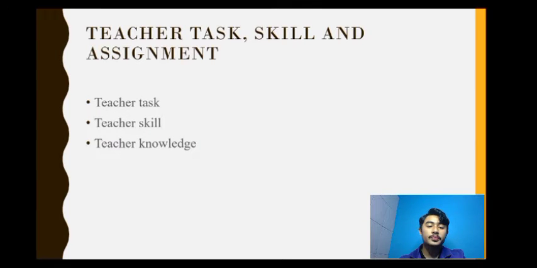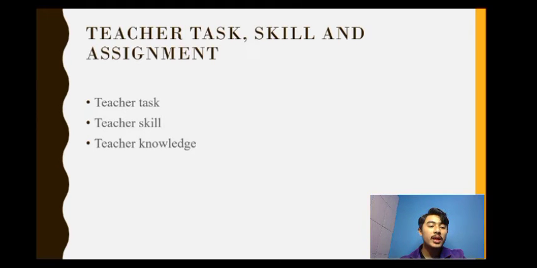First, there are teacher tasks. Teaching doesn't just involve the relationship we have with students. Of course, as professional teachers, we are also asked to perform certain tasks. There are 3 points, that is preparation, keeping records, and being reliable.